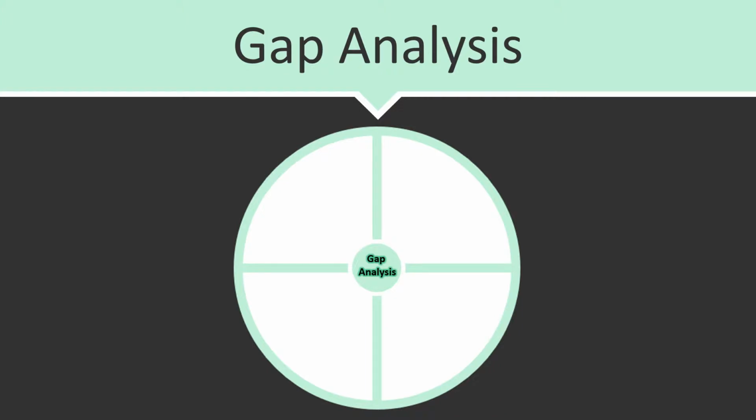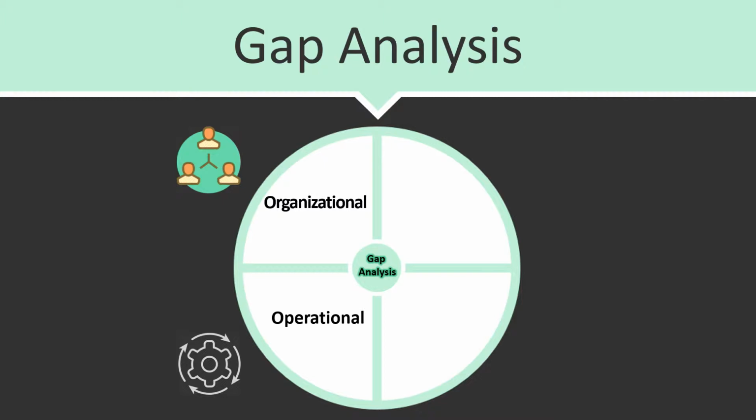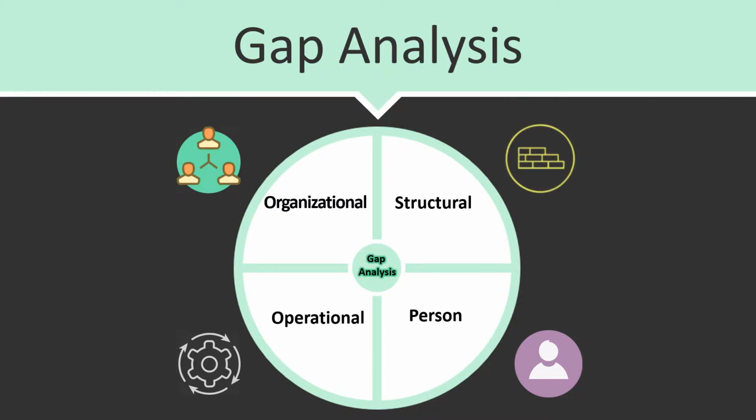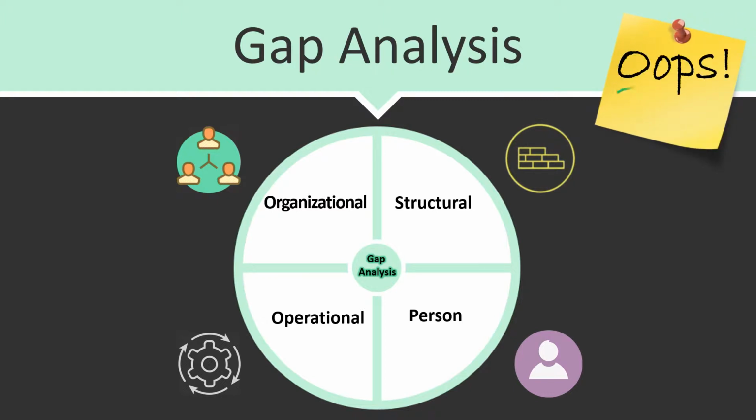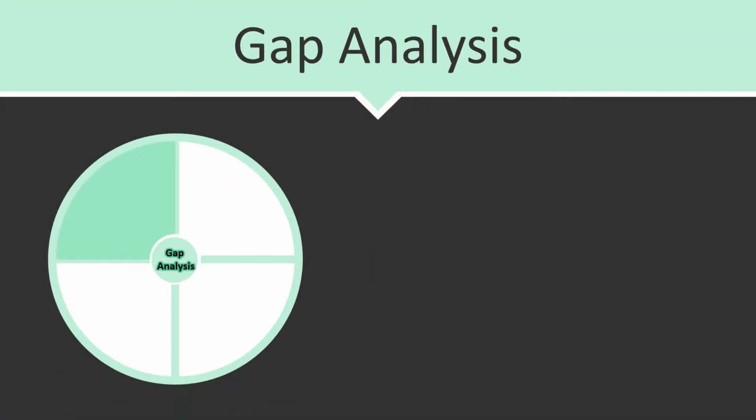So, in order to get a systematic and objective determination of needs, you need to look at 4 areas. First, you need to complete an organizational analysis. Next, an operational analysis. Third, a person analysis. And finally, a structural analysis. You'll find that you can easily recall these 4 areas by utilizing the acronym OOPS. Oops, there's a gap. Now let's take a closer look at these 4 areas.